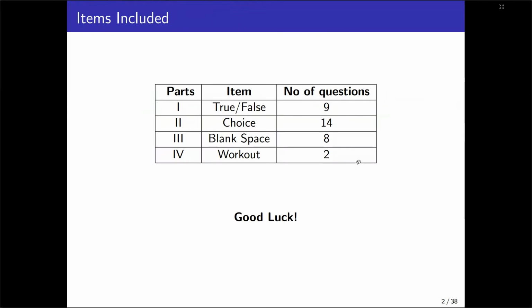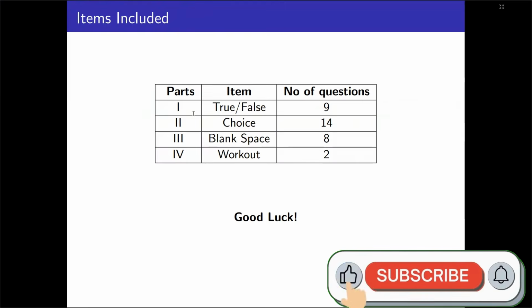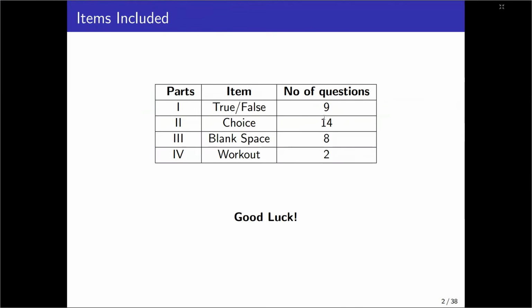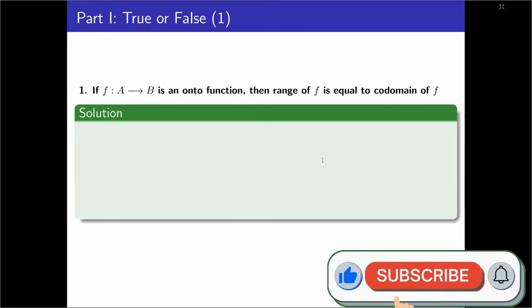Okay, the exam has 4 parts. The first part is a true-false item, which contains 9 questions. The second item is multiple choice, containing 14 questions. The third part is fill in the blank space, which has 8 questions, and the last part is workout, which has 2. Then let us proceed directly to the first question of the first item, the true-false item.